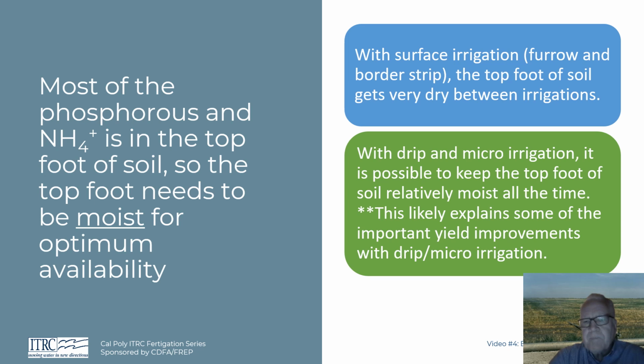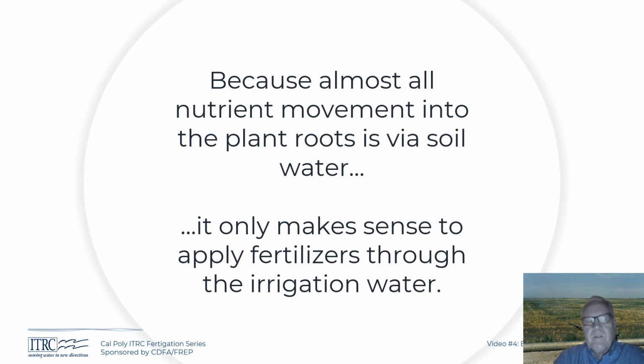The nice thing about water availability is sometimes we look at water just as if it's a separate thing, but when you combine it with this idea of fertilizer management, it really makes sense. You might say that a corollary here is this. The nutrient movement, virtually all of it, into plant roots is via soil water, whether it's mass flow or diffusion. So it makes sense to apply fertilizers to the irrigation water because they'll be together at the right spot.